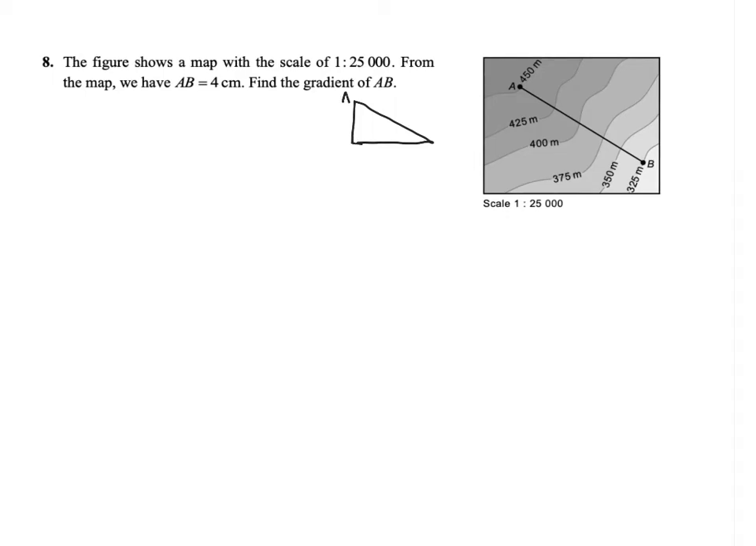Okay, so for this question, you should know that when you are given the information like this is AB, and you will know it. This is 4 times 25000. Okay, because this is the scale and cm here. And this is the height where you can see 450 and 325. So you have 450 minus 325. That is why you know that will be the gradient. Okay, the gradient should be like this.